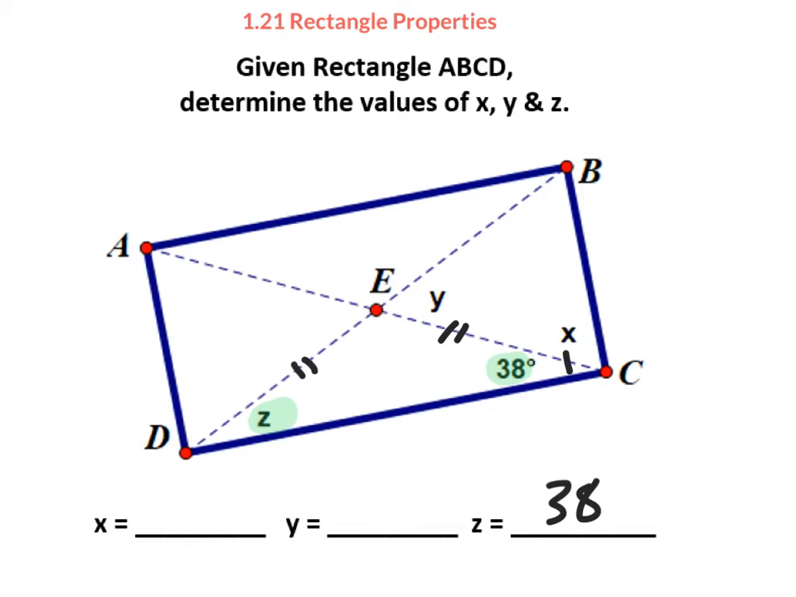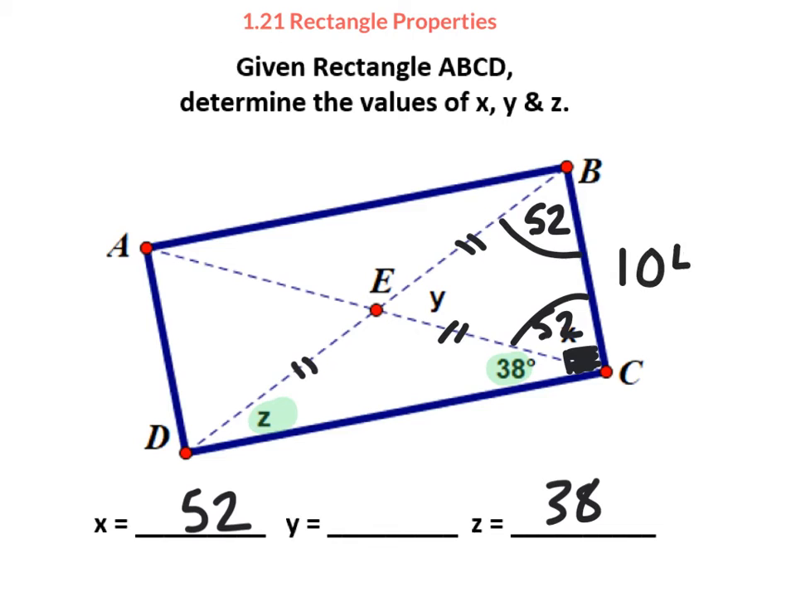Now, I also know that every corner here has to be a right angle. So that's got to be 52. X has got to be 52. Now, let's get into y. Now, I know that this is also 52 because the base angles of that isosceles have to be equal. That's 52 and 52 make 104, which then leaves 76 as the y value right there.